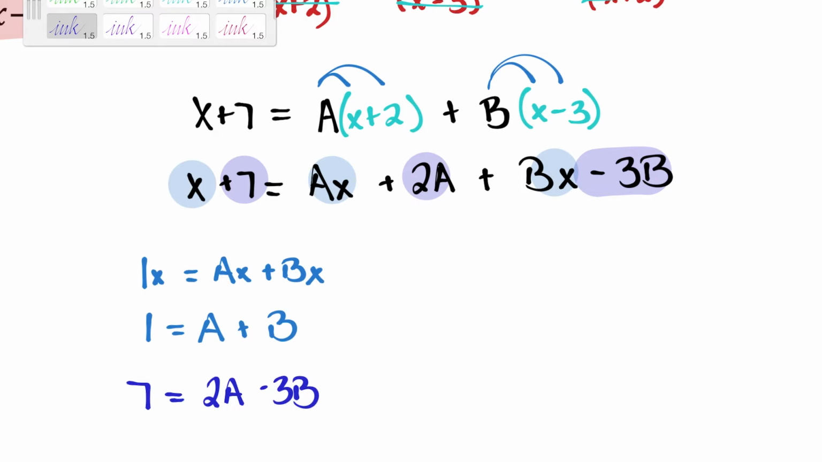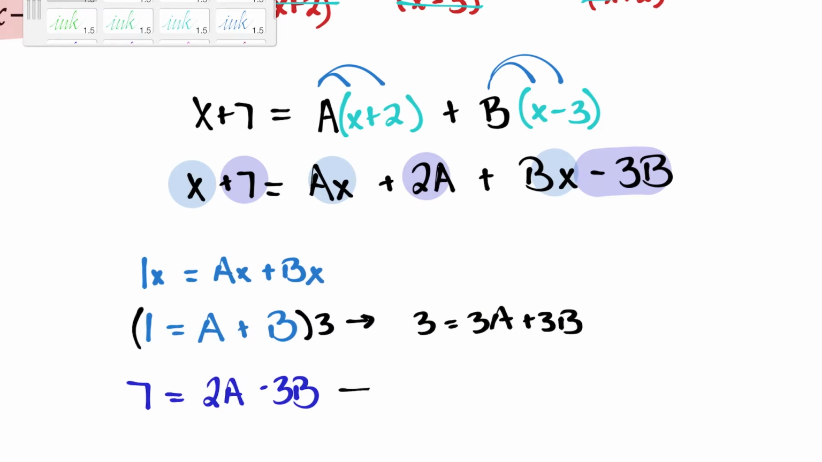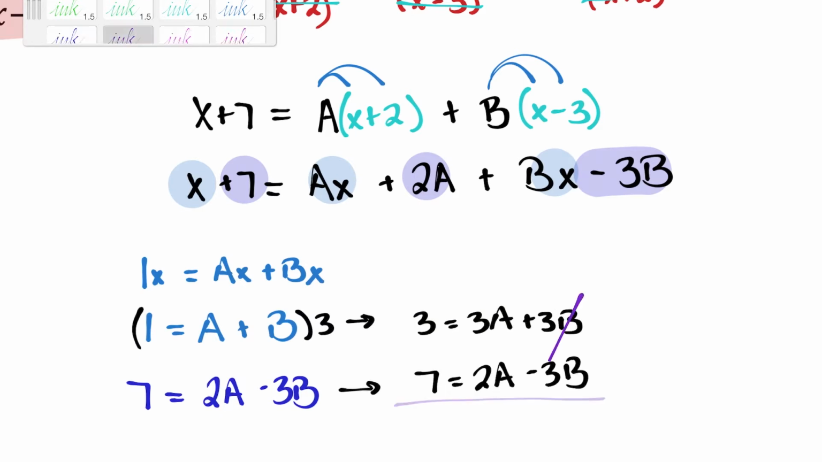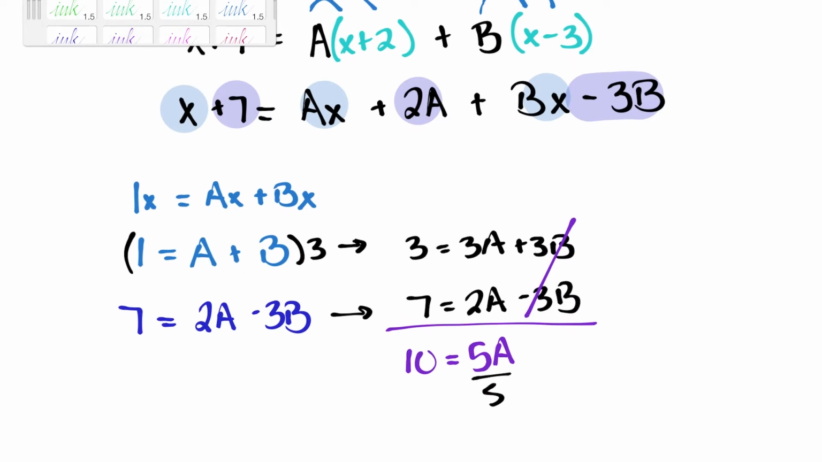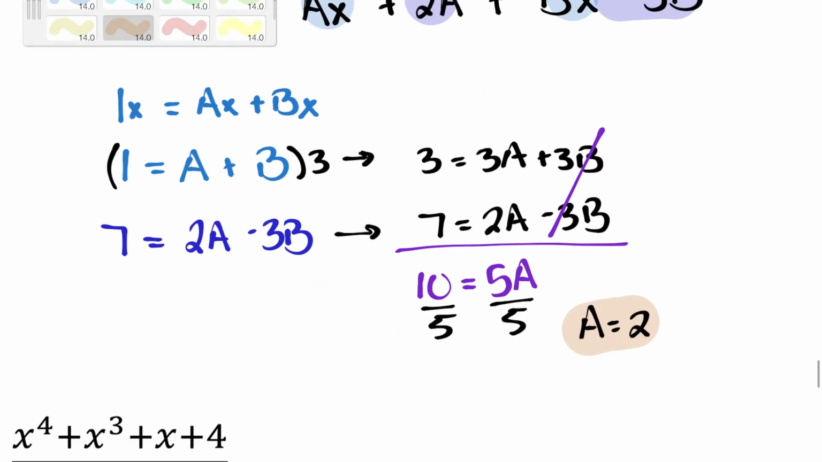Now that I have two equations to solve for my two variables, I'm personally going to just multiply the top by 3 so that I can eliminate my b's. And so now I can see my a is going to be equal to 2. I can plug that back into that first equation, a plus b is equal to 1. So 2 plus what is going to be equal to 1, and that's going to be minus 1. So I know my b is going to be minus 1.